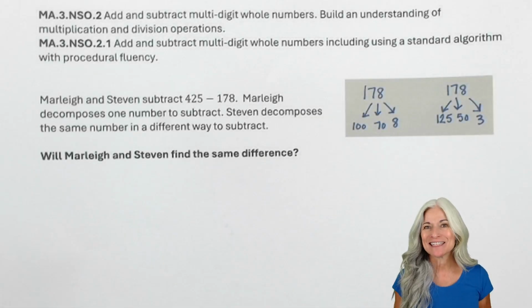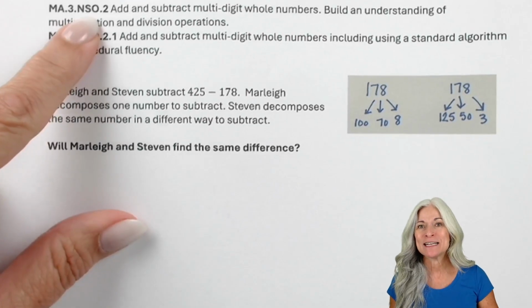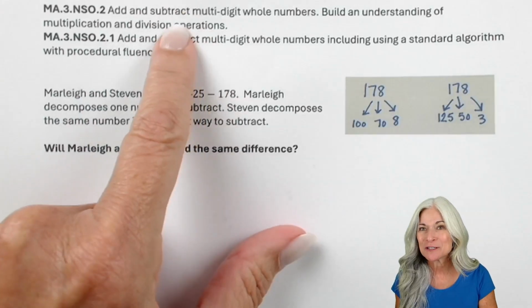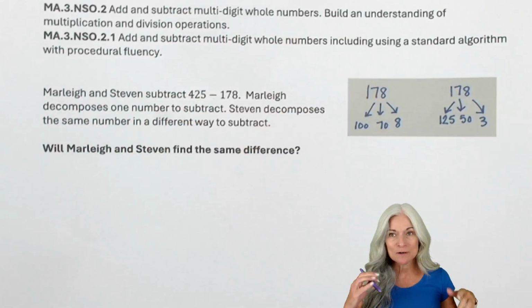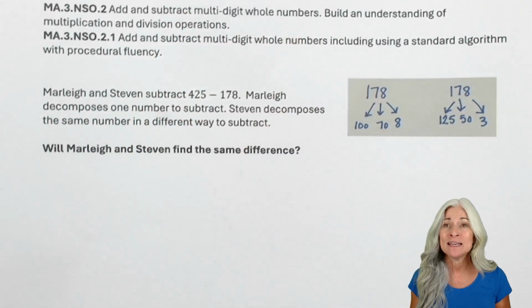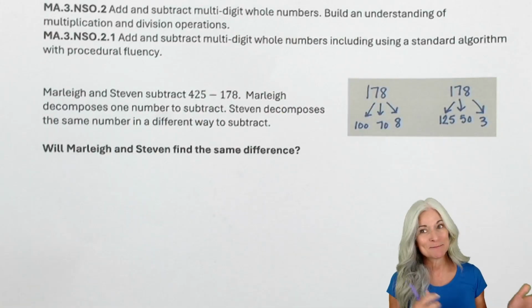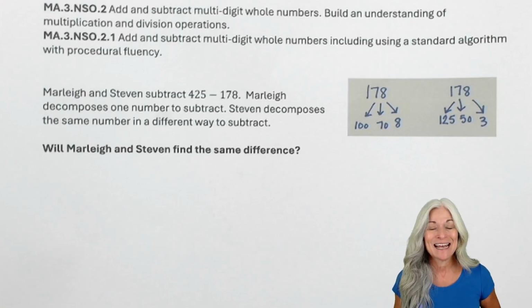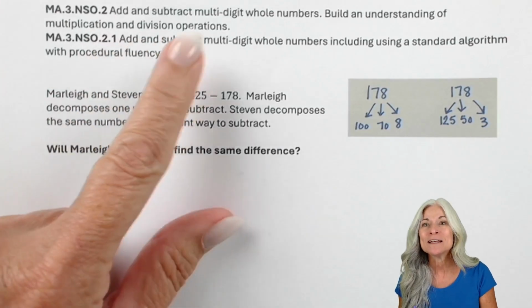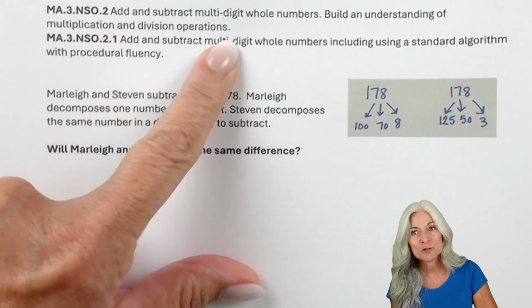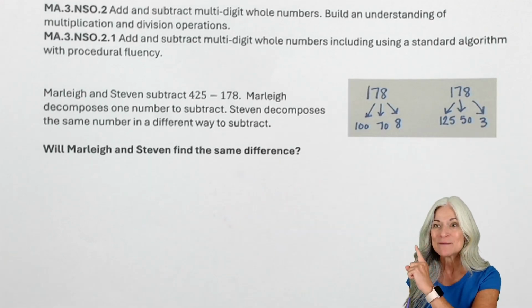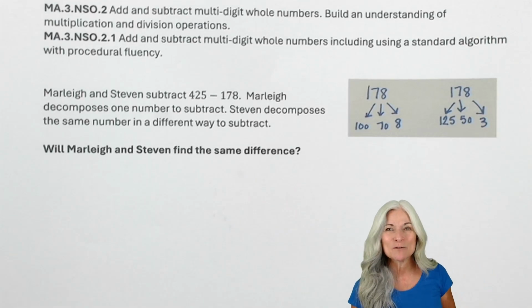Okay, we are still on this same standard, math grade 3, number sense and operation 2. We've been adding, now we're switching gears to subtracting whole digit numbers. We're building an understanding of multiplication and division. Subtraction is building an understanding of division. And then our benchmark 2.1, again, now we've switched gears to subtracting whole digit numbers, including using the algorithm. That's coming up in the next lesson with procedural fluency.